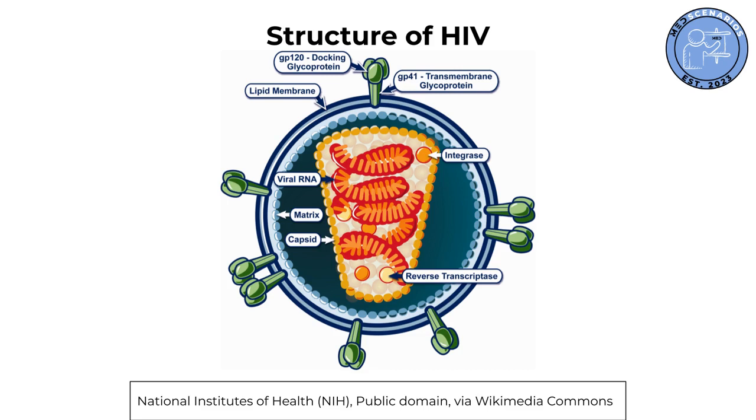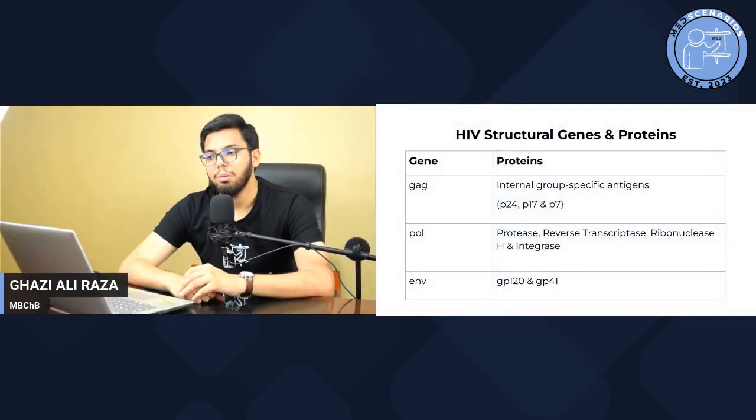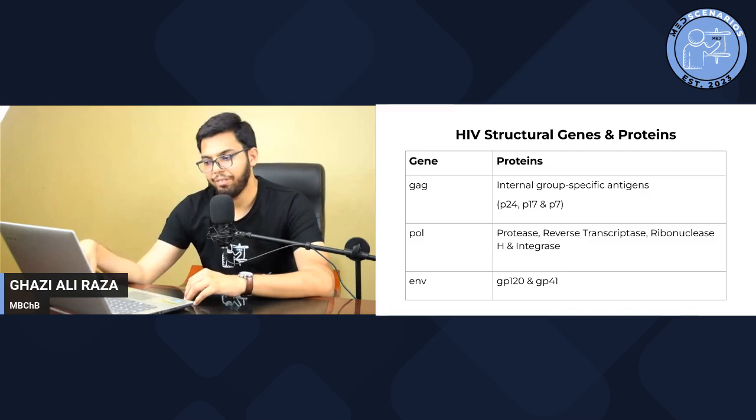Moving on, we have HIV structural genes and proteins. Among the genes, we have three main genes in the structure: GAG gene, POL gene, and ENV gene. GAG gene produces P24, P17, and P7. These are the internal group specific antigens that we just saw in the diagram before. The POL gene produces enzymes that are present in the nucleus. There are four enzymes in particular: protease, reverse transcriptase, ribonuclease H, and integrase. And the ENV gene produces GP120 and GP41.